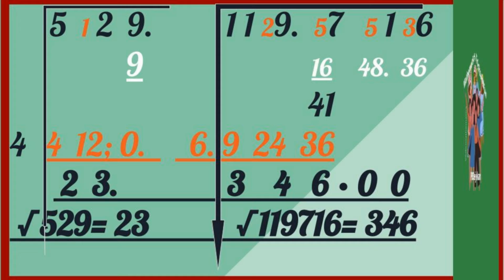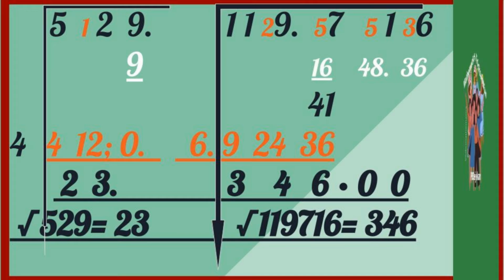Now 12 by 4 is 3. So the balance is 0. Now we have the second quotient 3. Now there is a 9 digit left behind. The square of 3 is 9. So the balance is 0. The answer is, square root of 529 is 23.